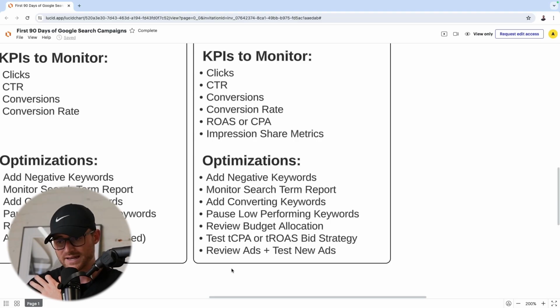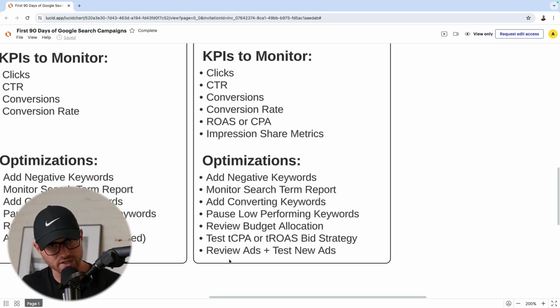However, month 3, you've got enough data to work with. Now you're going to be reviewing your ad copy. You're going to be optimizing your ads, and you're going to be testing new ads. This is where you start going into more of that ad testing phase.